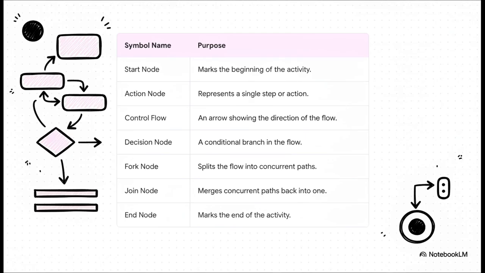You've got your start node to kick things off, your action nodes for the actual steps, connected by the control flow arrows, then the decision node, that diamond, for any conditional branches, the fork node to split into concurrent paths, and the join node to merge them back together, and finally, the end node to show where a flow stops. This is pretty much everything you need to get started.